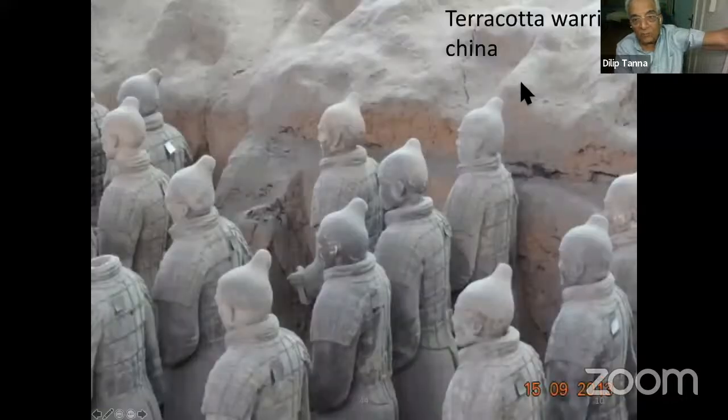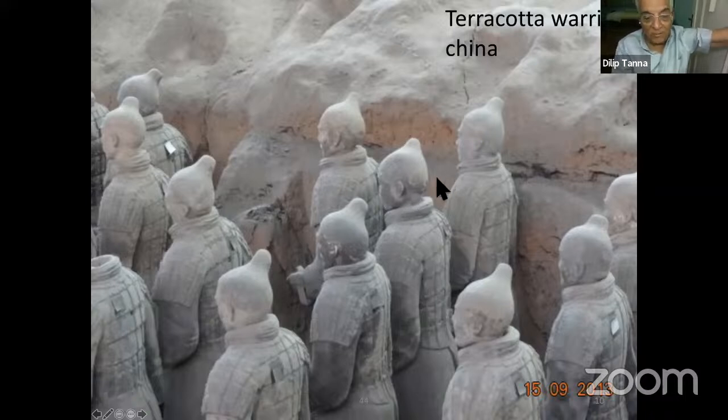This is the terracotta warriors in China. Some crazy emperor made, these are all artificially made of mud. These are all terracotta warriors. There are plenty of them. They are very well known.